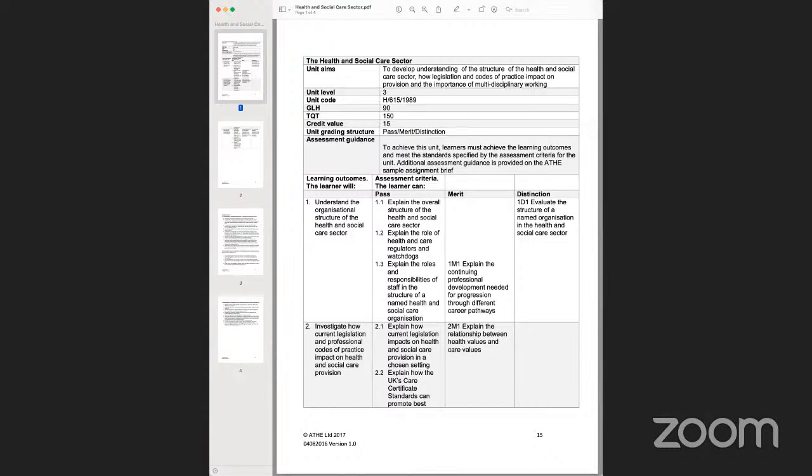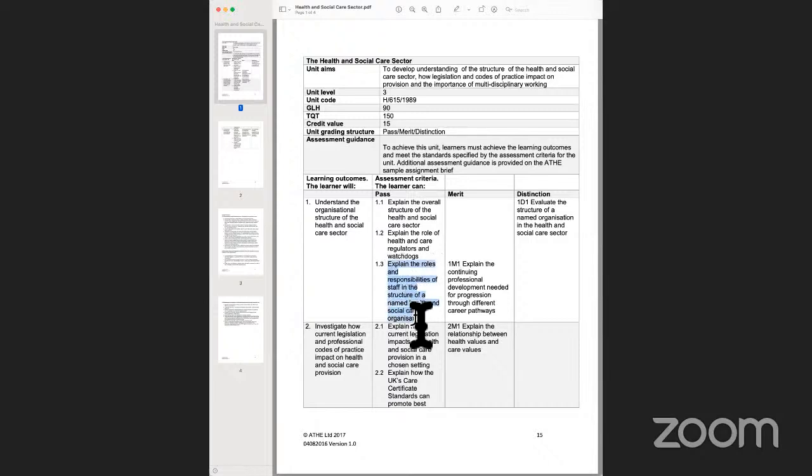Now, there are five assessment criteria in learning outcome one. The first one will be structure. The second is the role of watchdogs and regulators. We'll talk about a number of watchdogs and bodies which are prevalent in the health and social care sector, and we look at their roles and responsibilities briefly.